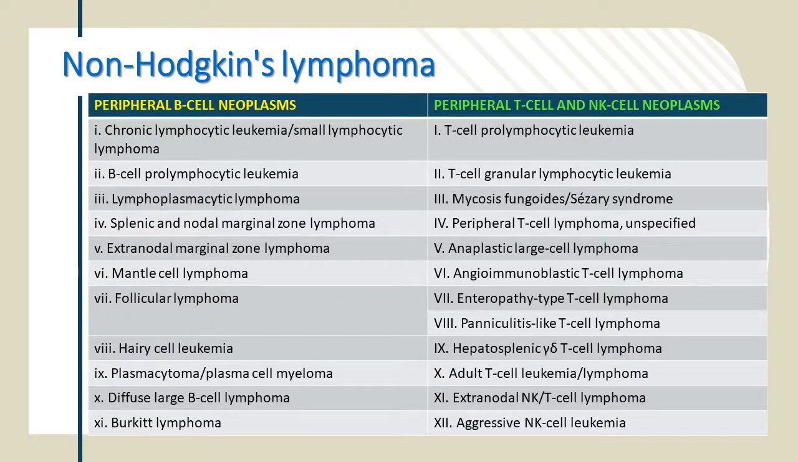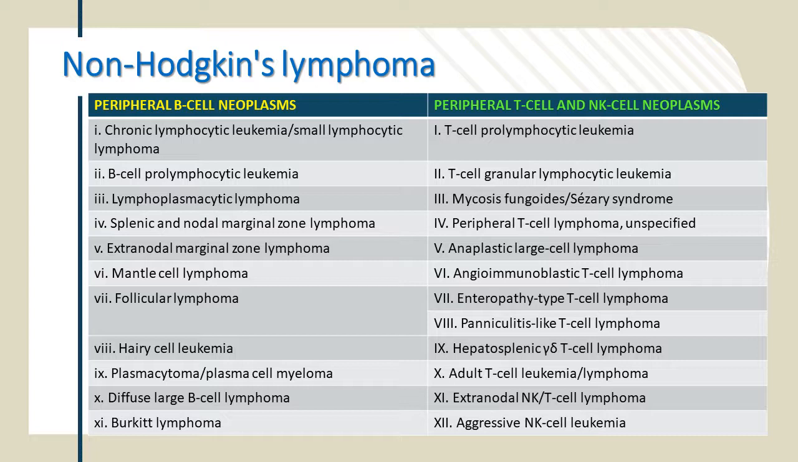This table lists the peripheral B cell neoplasms as well as peripheral T cell and natural killer cell neoplasms. The examples for the peripheral B cell neoplasms include chronic lymphocytic leukemia and small lymphocytic lymphoma, B cell pro-lymphocytic leukemia, lymphoplasmacytic lymphoma, splenic and nodal marginal zone lymphoma, extranodal marginal zone lymphoma, mantle cell lymphoma, follicular lymphoma, along with the hairy cell leukemia, plasmacytoma and plasma cell lymphoma, diffuse large B-cell lymphoma, and Burkitt lymphoma.